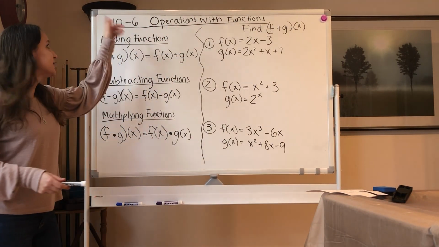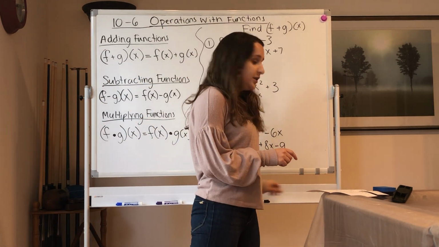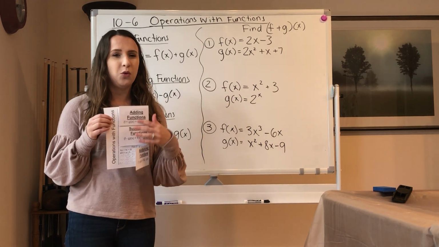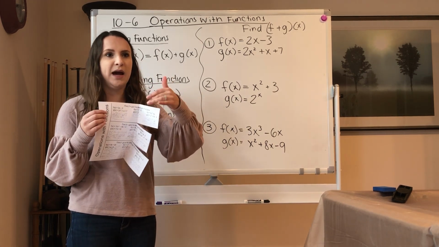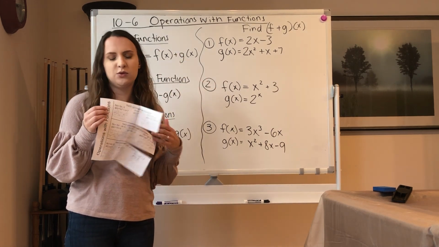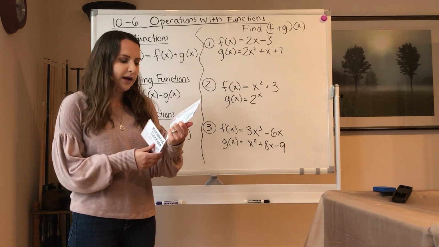Operations with functions. This is 10-6. Last year when I taught this, I made a foldable to teach it. I attached the foldable in a PDF. You don't have to fold it. You have to print it front to back and then flip the one page, which is kind of confusing, so you don't have to make it into a foldable. You could just print the 2 pages out separately. It's all the same thing.